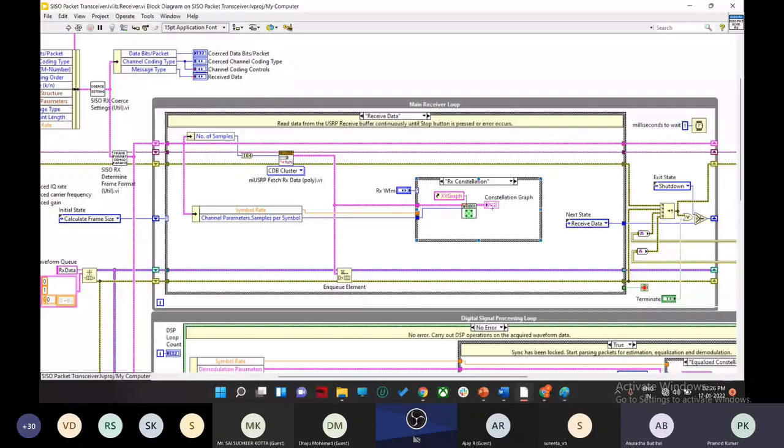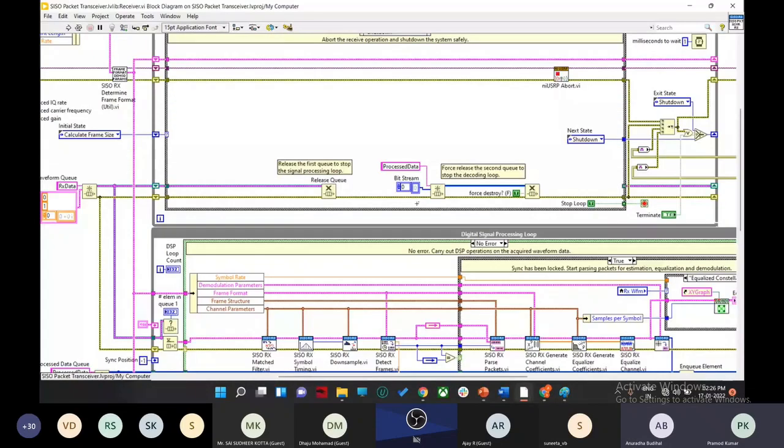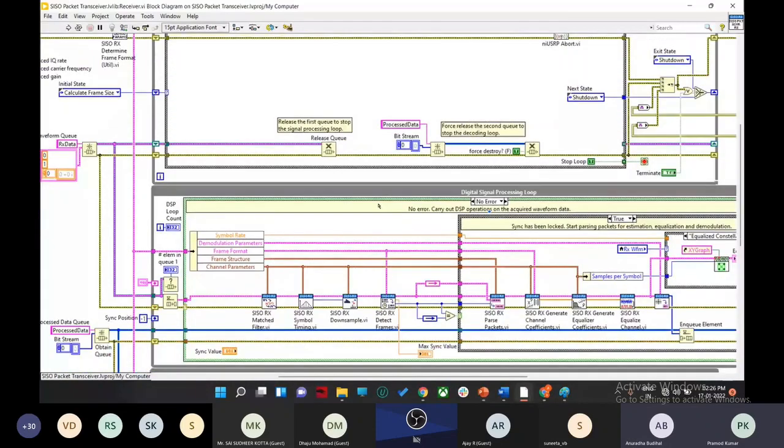So that everything happens in parallel, like the USRP keeps on receiving the data and the process happens simultaneously, like digital signal processing happens simultaneously. So this is the receiver digital signal processing loop, where the received data will be processed.